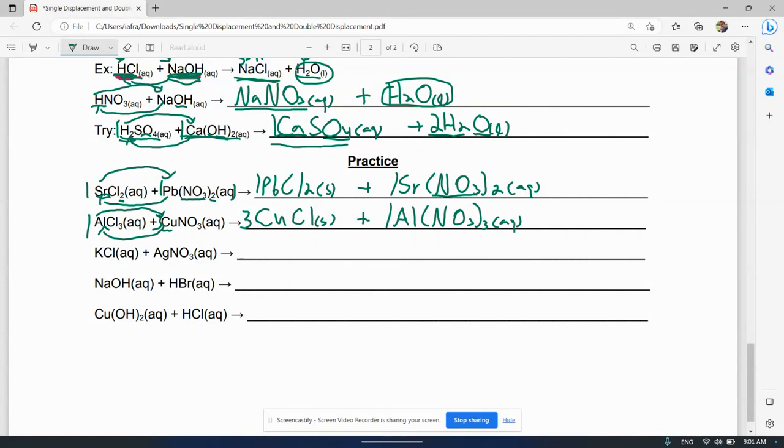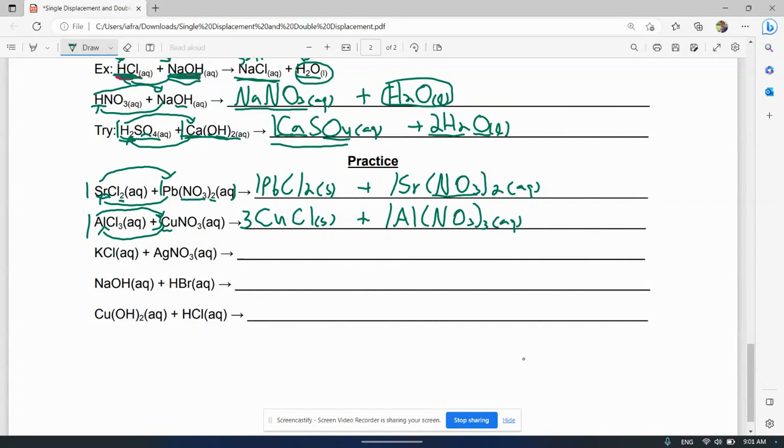Just like single displacement, double displacement reactions won't always happen. There are some cases where we put no reaction. That's something you'll learn in grade 11. But for now in grade 10, we're going to assume that everything we're doing just happens, because we're learning the general rules first.